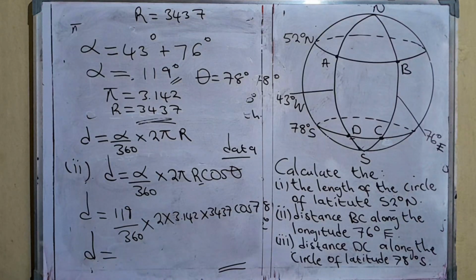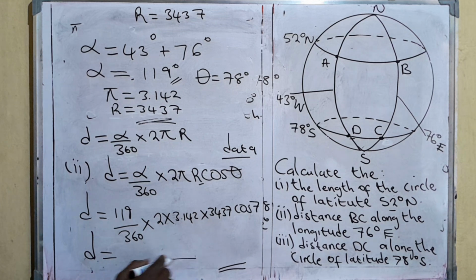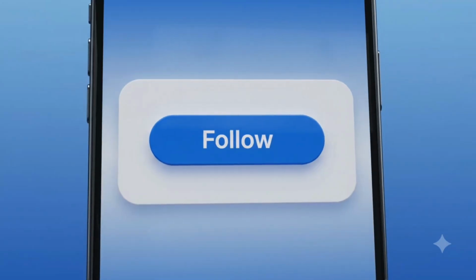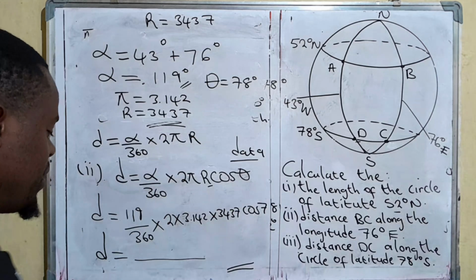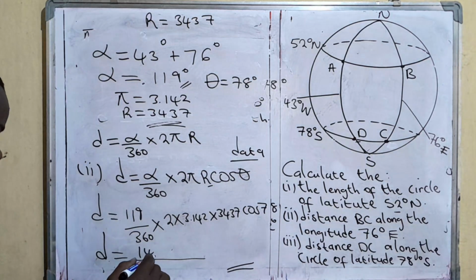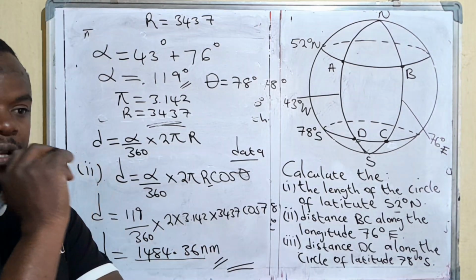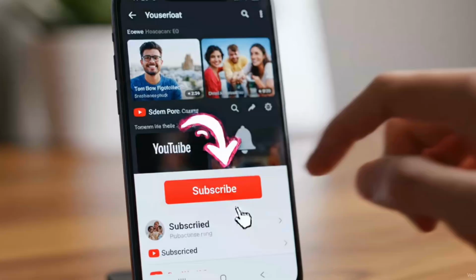Distance, therefore, is equal to, we punch all these on the calculator, and we find the answer here. I'm going to pause, punch the calculator, and we'll see if you're able to find the final answer. Then replay the video to counter-check with the answer that I'm going to find. And the answer will be 1,484.36 nautical miles.